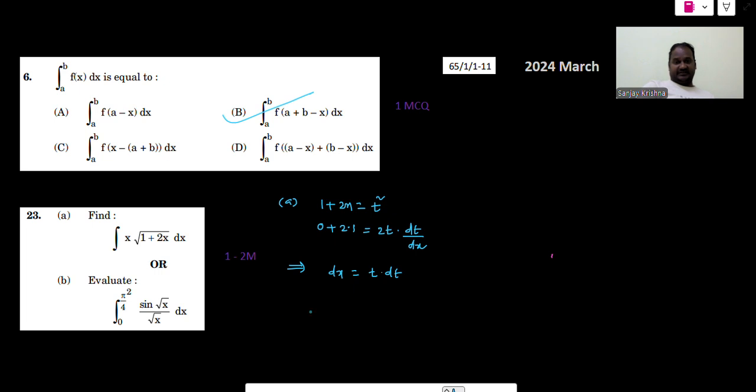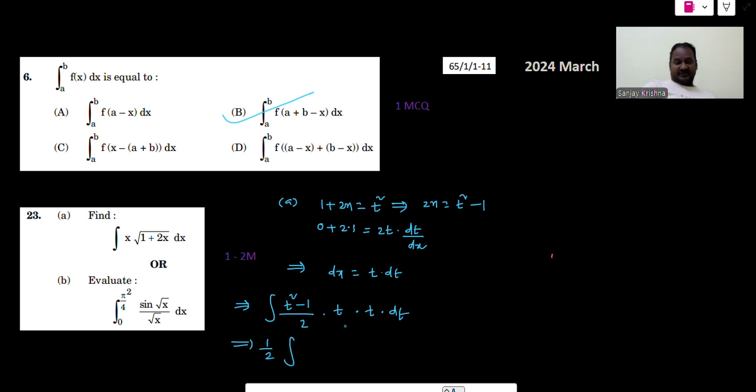When you substitute that here, it is going to be integral x. x is nothing but, since 1 plus 2x is equal to t square, 2x is equal to t square minus 1, and x is equal to (t square minus 1) by 2. I am going to write that (t square minus 1) divided by 2 into root over 1 plus 2x, which is root over t square, that is t, right? And dx is equal to t dt, into t dt. Hope you understand this.